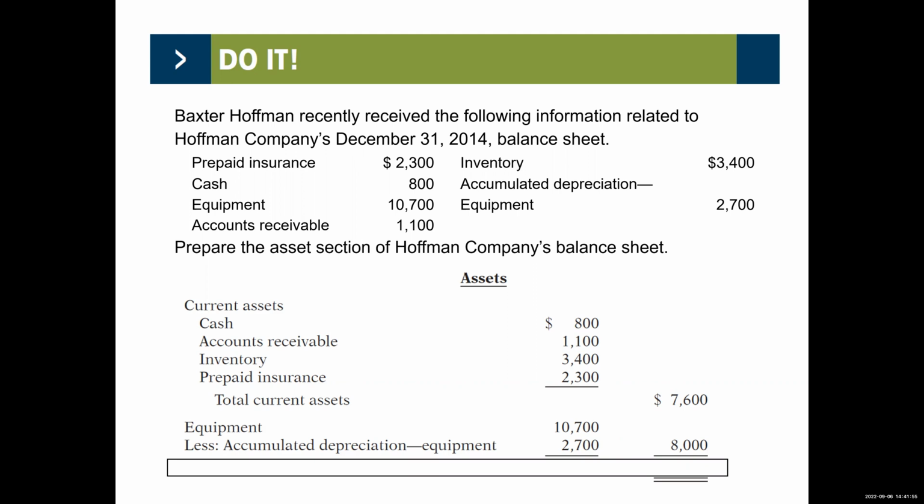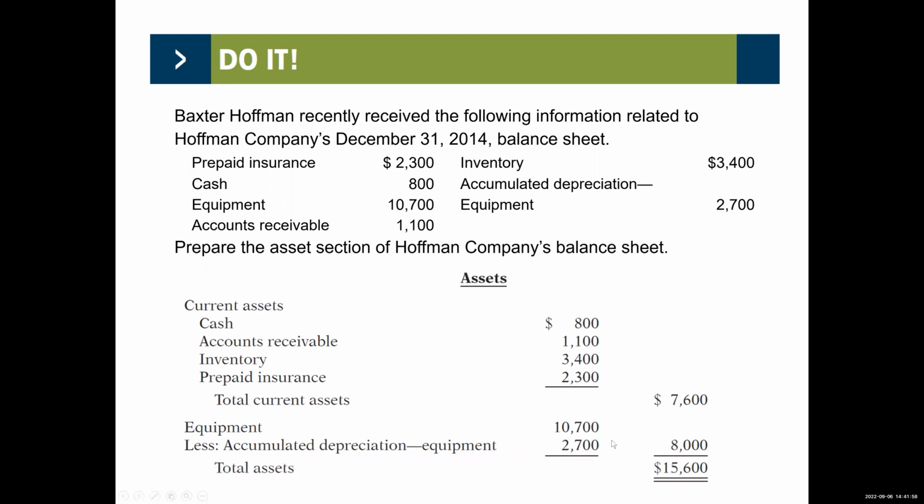So what's my total assets? Well, my current assets and then my long-term assets, my plant assets, add up to 15,600.